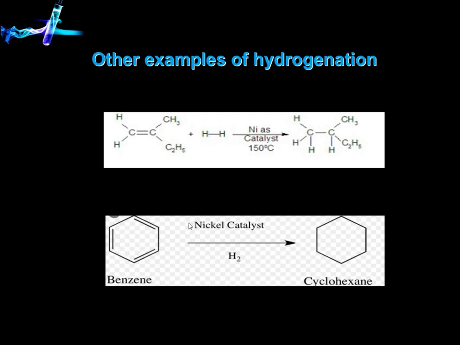Similarly, you can take even benzene and react it in the presence of nickel catalyst. There are 3 double bonds, and all of the pi bonds will be broken up, and hydrogens will be added at their place, converting it into a simple cyclohexane. This reaction is a very important reaction.